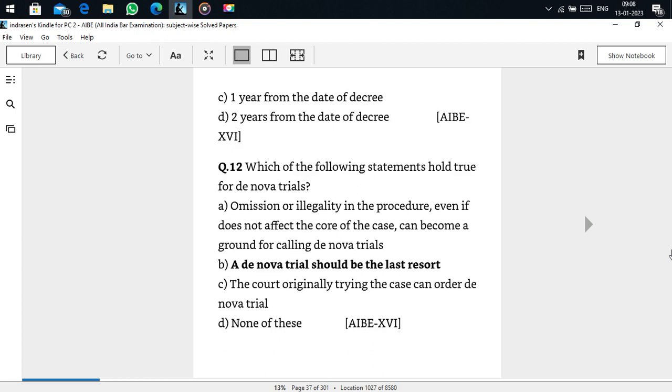Which of the following statements hold true for de novo trials? A de novo trial should be the last resort. A de novo trial is nothing but, after exploring all the things, a fresh case has to be started on the same topic or the same subject. That is de novo, start from the beginning.